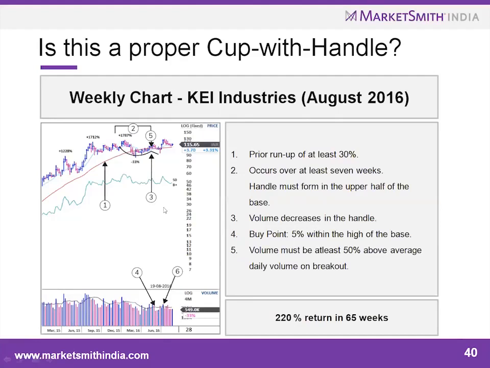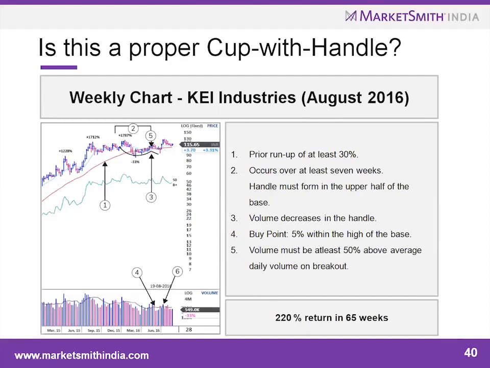Buy point is within 5% of the high of the base. This is the high of the base. During this formation, this was the high of the base, and from this particular point you can buy the stock up to 5%. So within 5% you need to buy. William O'Neill says that's the ideal buy point, and how he approaches it, he would buy a stock on breakout. He would allocate 25 to 30% of his capital once the stock breaks out.